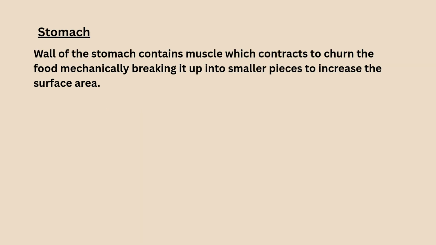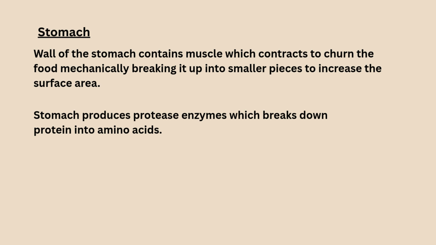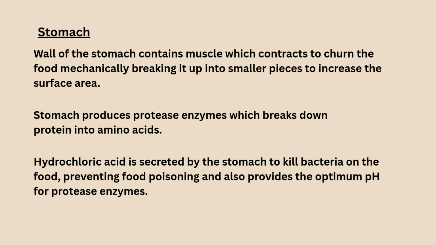The wall of the stomach contains muscle which contracts to churn the food mechanically, breaking it up into smaller pieces to increase the surface area. Stomach produces protease enzymes which break down protein into amino acids. Hydrochloric acid is secreted by the stomach to kill bacteria on the food, preventing food poisoning, and it also provides the optimum pH for protease enzymes.